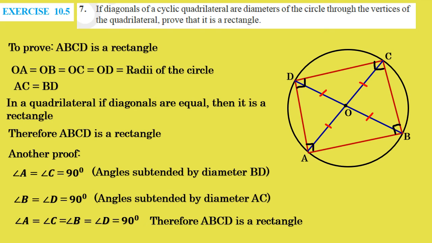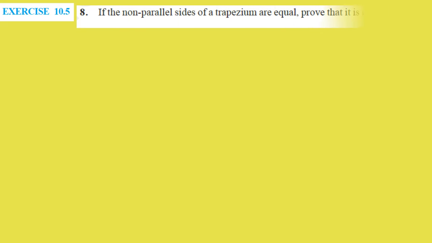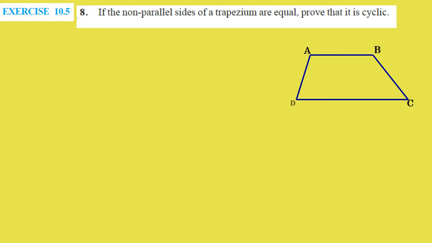Now let us move on to question number 8. If the non-parallel sides of a trapezium are equal, prove that it is cyclic. Okay, so a trapezium ABCD, and it is given that the non-parallel sides are equal. So AB and CD are the parallel sides, and it is given AD and BC are equal. We have to prove that it is cyclic. That means we need to prove the opposite angles are supplementary. The sum of the opposite angles is 180 degrees. That's what we have to prove.